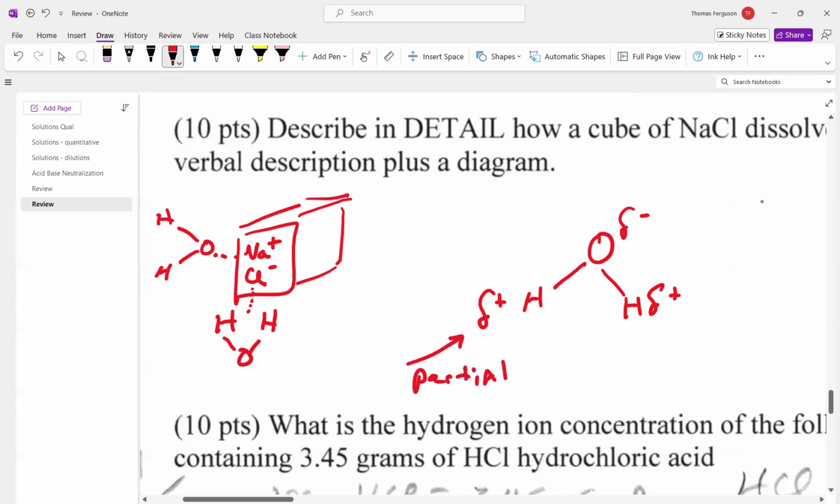Partial, as opposed to a full +1. It's like a 0.25 plus. And it varies depending on what combination you have. There's something called electronegativity for the O and electronegativity for the H. You take the difference between the two, and that determines what the partial charge is.